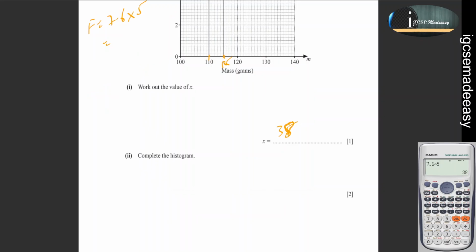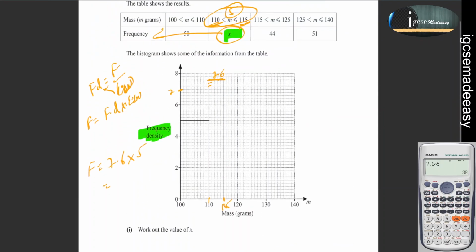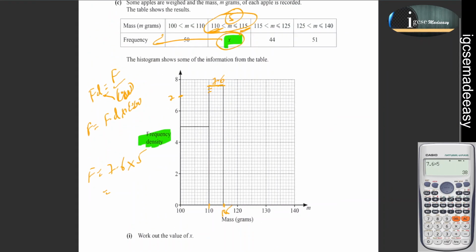Part 2 says we have to complete the histogram. Actually, a histogram is a frequency density. So we can use this formula to finish up the graph. These two are already drawn, till 115. So 115 to 125, 115 is here, to 125 is here.